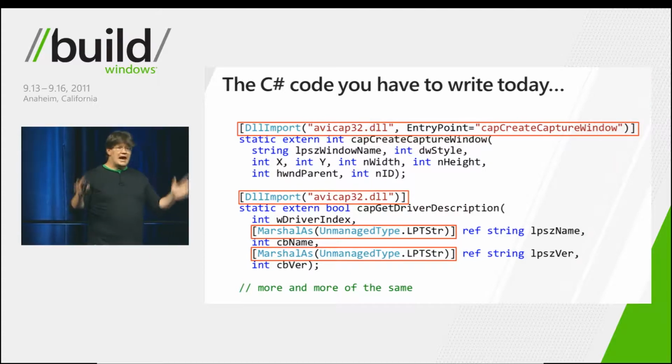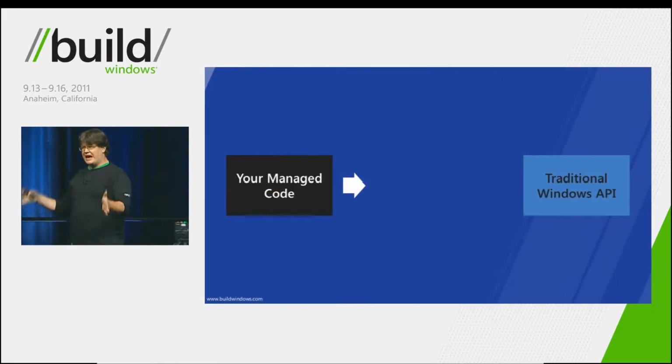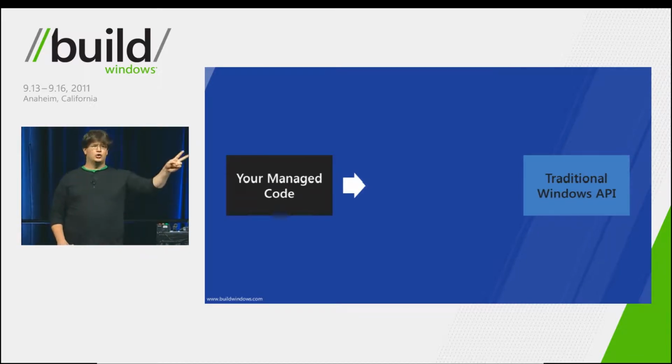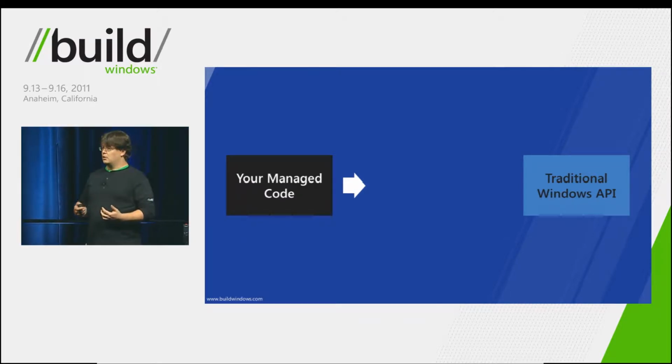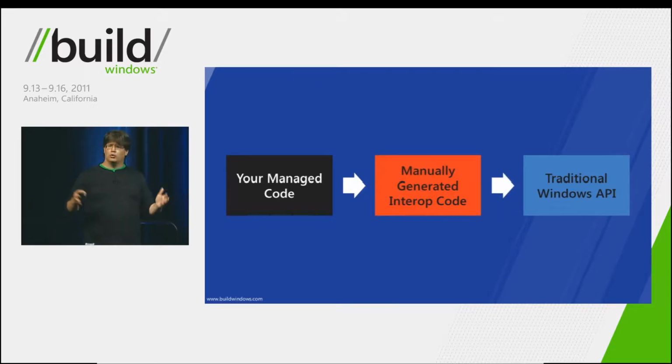Now, the reason why you had to do this previously is because there's a gap between the code that you write in managed languages like C# and VB and the underlying capabilities exposed by Windows APIs. Windows has traditionally exposed APIs in two ways: flat C-based APIs and COM-based APIs, neither of which are directly consumable by the CLR. Somebody has to manually build a bunch of code to fill that gap.